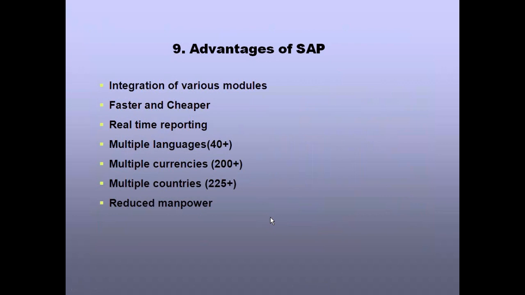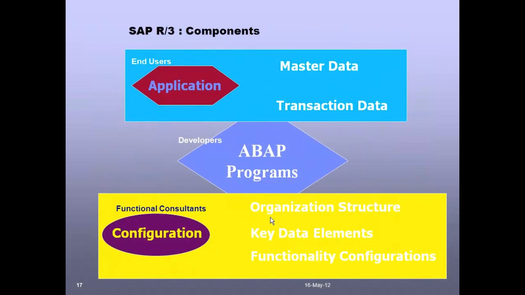And then real-time reporting. Like I said, the PO created just now can be used for reporting purposes. Multiple languages. It supports more than 40 languages and currencies. Over 200 currencies can be supported. More than 225 countries are supported in SAP. With reduced manpower, you can process the same application with the same or increased efficiency. So these are various advantages of SAP.